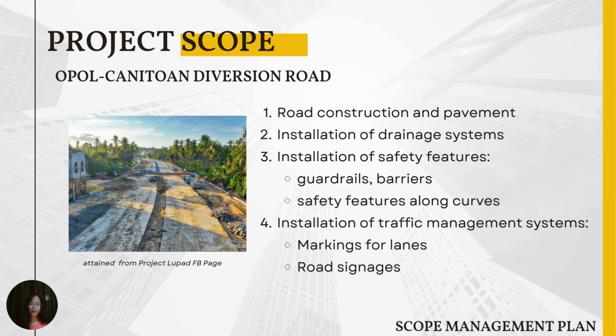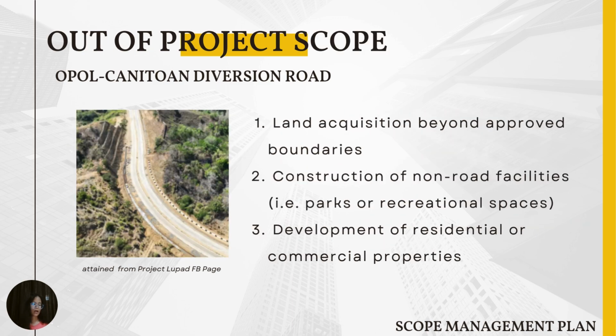So, part of the project scope management plan is to discuss also the functionalities that are outside the scope of the project. So, listed here are the out of the project scope. So, first is the land acquisition beyond approved boundaries. So, of course, we are not allowed to acquire land that is beyond the approved boundaries.